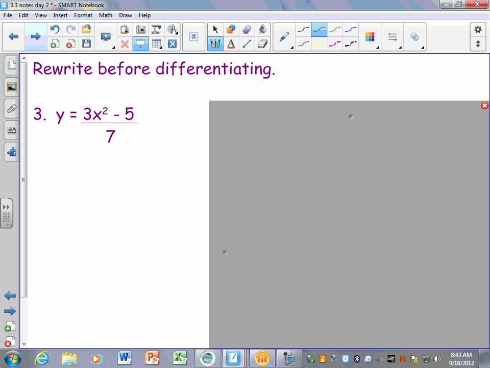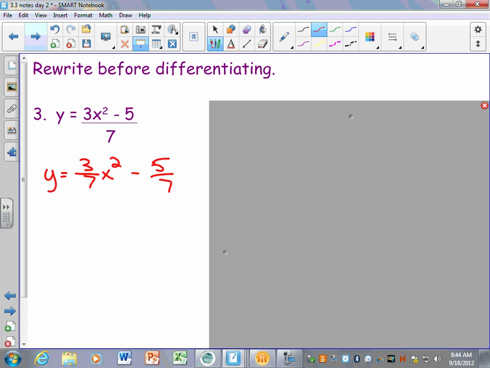But part of your homework today says rewrite before differentiating, which means they're telling you you don't have to do the quotient rule. If the top or the bottom, well, maybe not the bottom, the top. But if the bottom is just a number, could I write this as 3/7 x squared minus 5/7? Or you could pull 1/7 out front, that's the same thing. I call that undoing a common denominator.